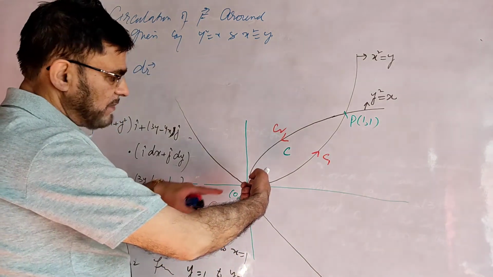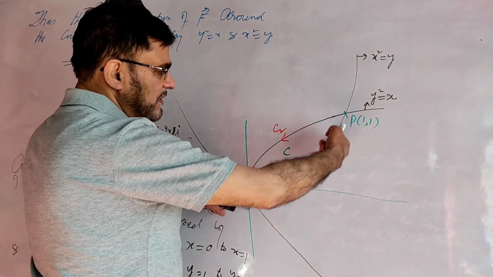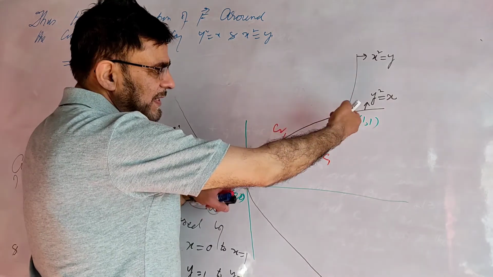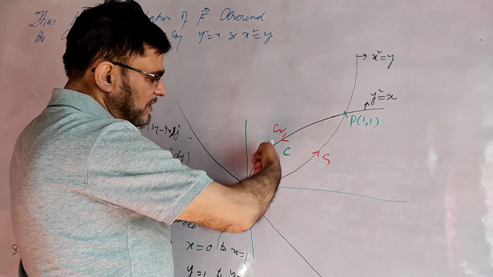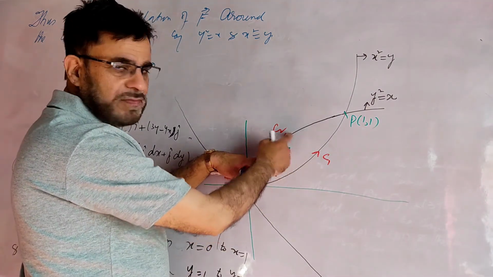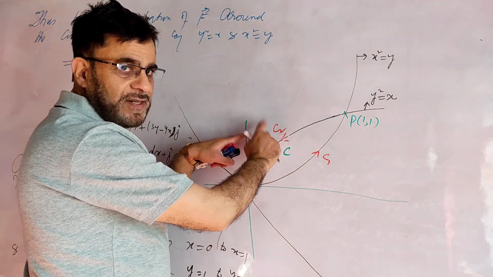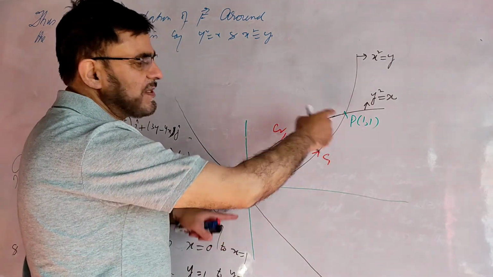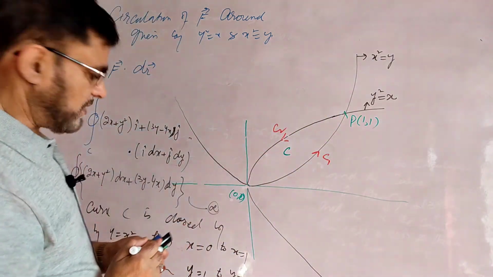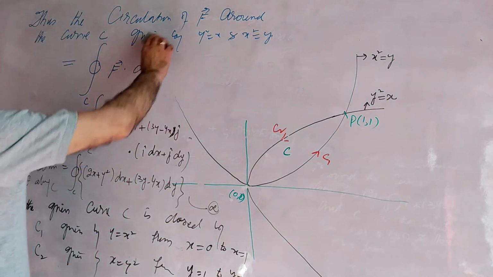I am just coming this way, in the anti-clockwise direction. I am finding out the line integral along this. It is the one part of the curve, C1. Then the line integral along this is the second part of the curve C, that is C2. The sum of these two line integrals gives the line integral of the given vector function along this curve C, which is bounded by two parabolas. This is the question.